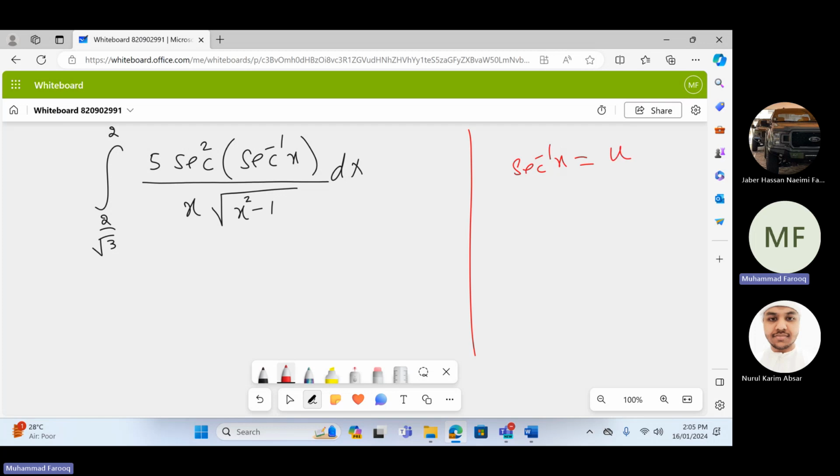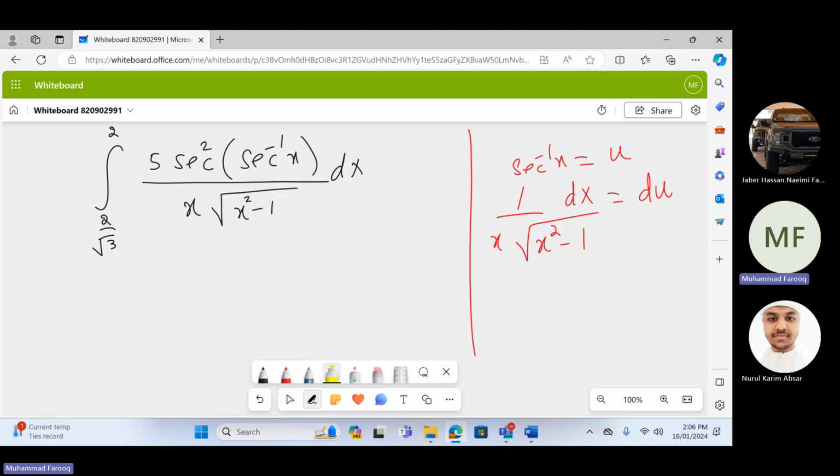Secant inverse x is equal to u. Now we need the secant inverse derivative, and you have the formula sheet, please. It's 1 over the absolute value of x times the square root of x squared minus 1, times the derivative of x which is only 1. Of course it is dx, and this is du. Now the x behavior you can see from here: from 2 over root 3 until 2, x is positive. So you can remove this absolute value.